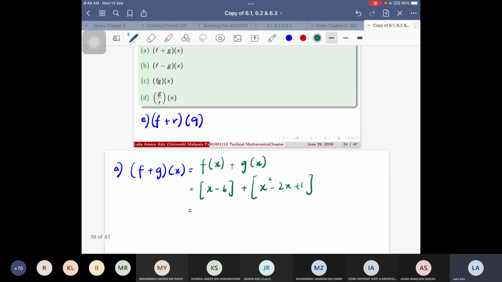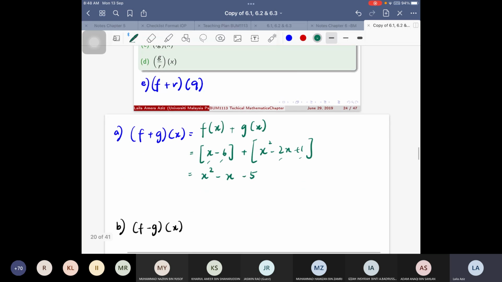So dan selalunya bila kita buat function ni, kita akan susun kuasa dia daripada paling besar kepada paling kecil. So kat sini kuasa paling besar adalah x square. So I'm going to start with x square. And then kat sini ada x tolak 2x. So that is going to be negative of x. And then for the constant kita ada negative 6. So tambah 1 that is going to be negative of 5. So ni adalah function f tambah g x.